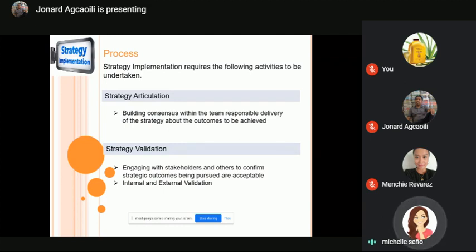So, strategy implementation requires the following activities to be undertaken. Una po is strategy articulation. Strategy articulation is building consensus within the team responsible for delivery of the strategy about the outcomes to be achieved. So, dito po sa strategy articulation, ito po yung napagkasunduan po.